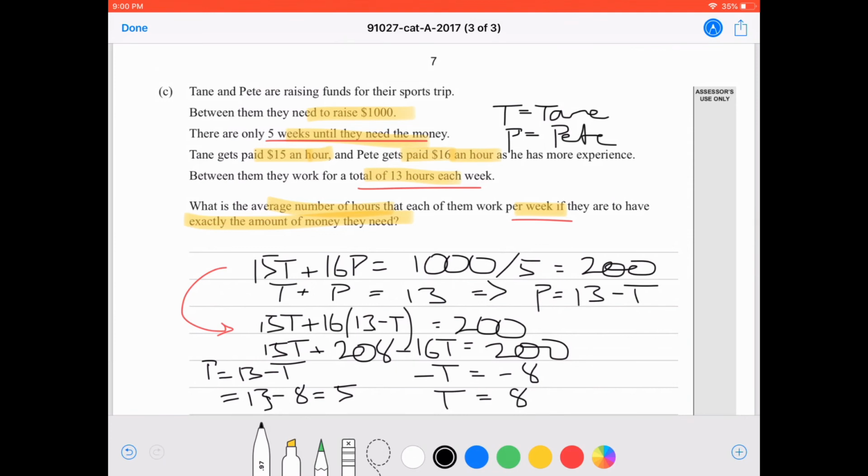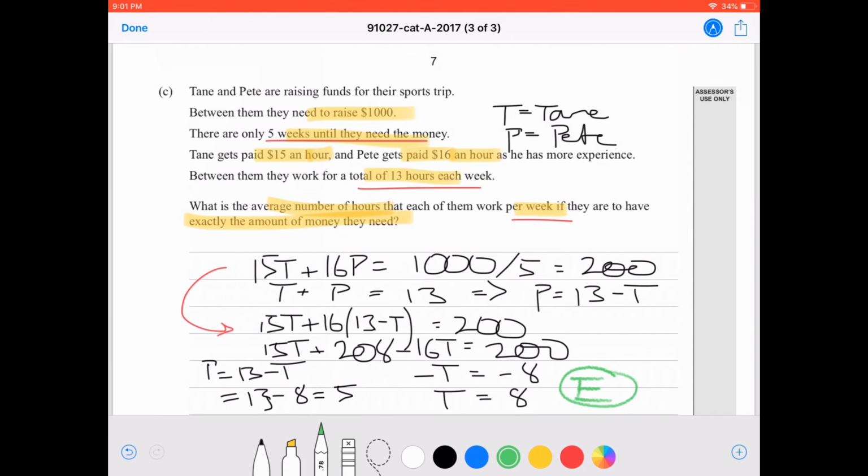And with that, I believe we have our excellence here. That is on a per week basis. P equals 5 and T equals 8. Okay, your merit consistently finds the number of hours Pete and Tane worked.